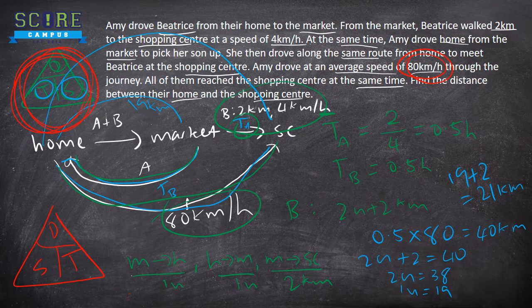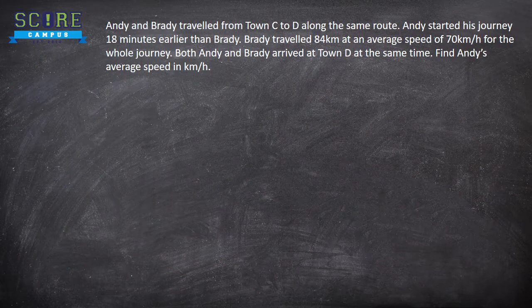So in this question, Andy and Brady traveled from town C to D along the same route, right? Andy started his journey 18 minutes earlier than Brady. So that means Andy took a longer time. Brady traveled 84 kilometers at an average speed of 70 kilometers per hour for the whole journey. Now both Andy and Brady arrived at town D at the same time. So find Andy's average speed in kilometers per hour.